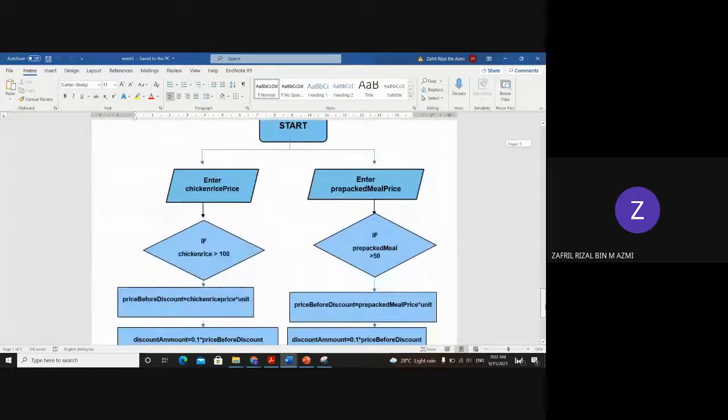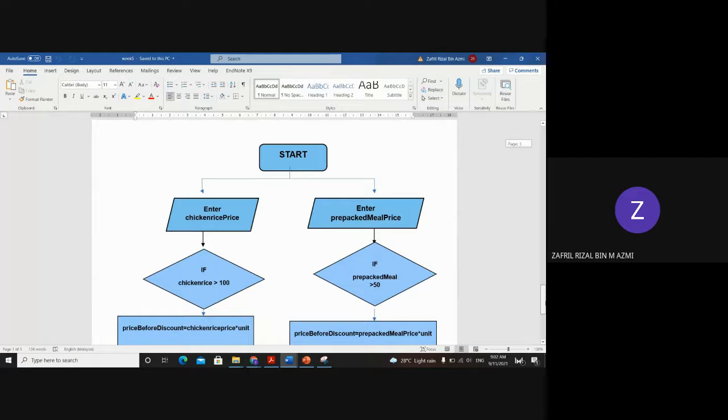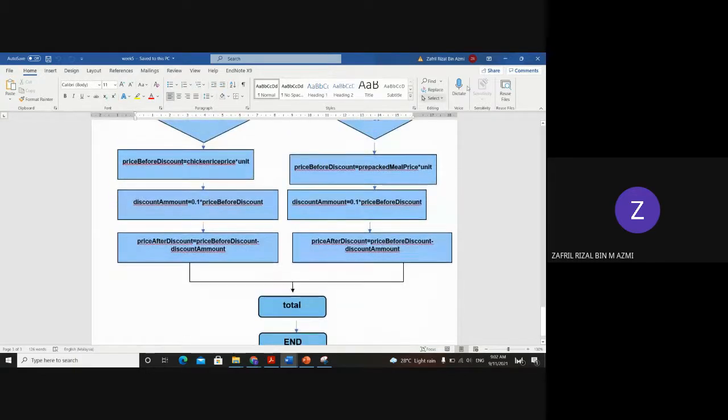Okay, this is wrong. If you have a choice, it should be in the form of a decision. But this is wrong: enter chicken rice, enter pre-packed meal. The flow is very important. If you want to check your flow, just read your flow chart. Start, so where do you need to go? If you have a decision, make sure to use the proper decision symbol. So this is wrong.